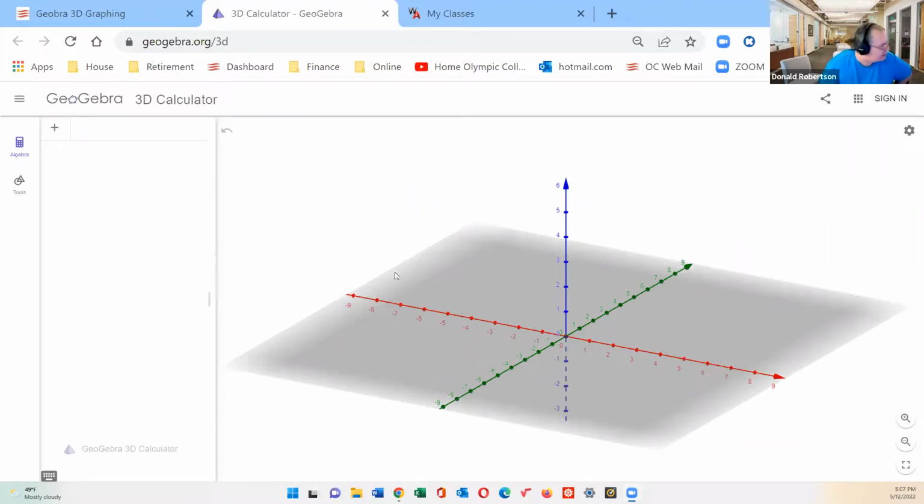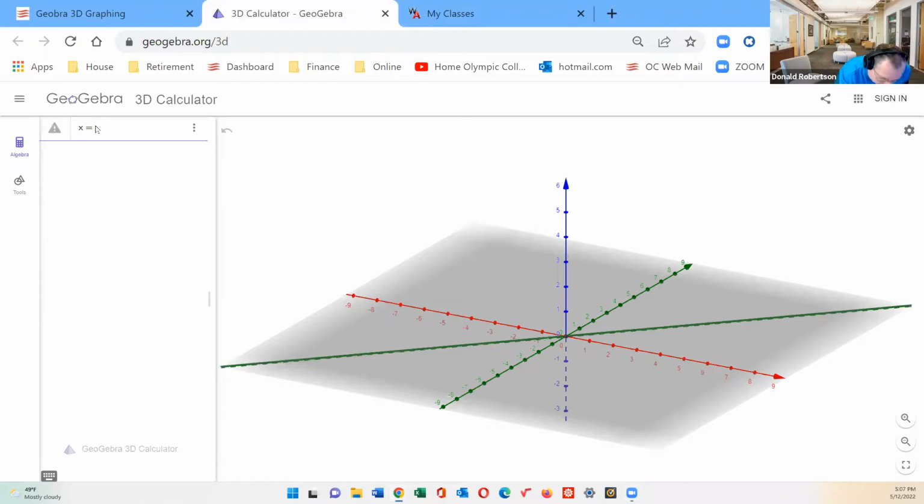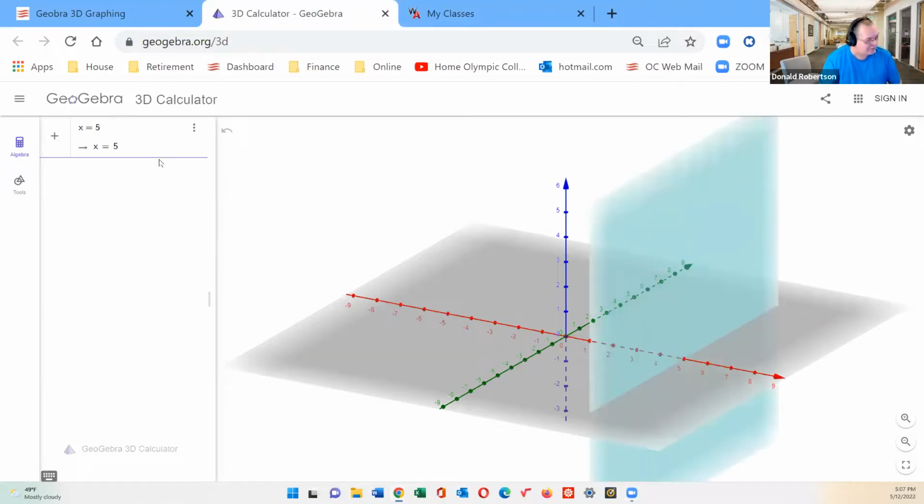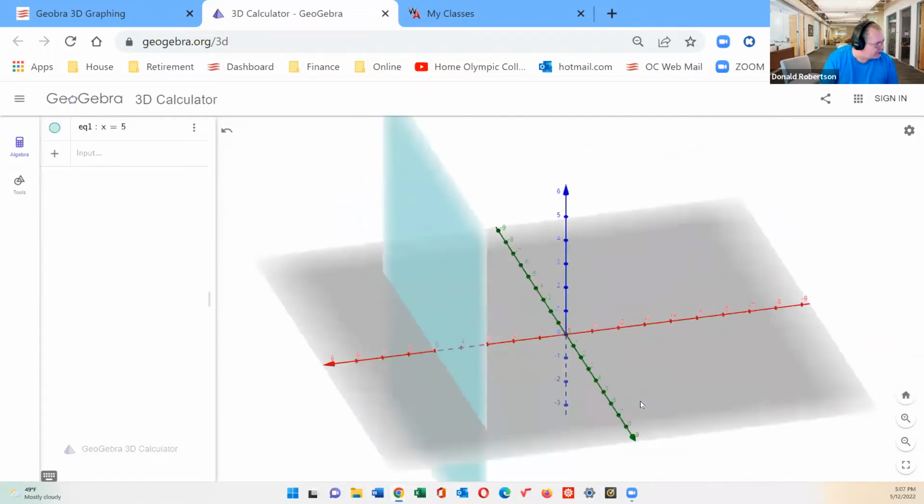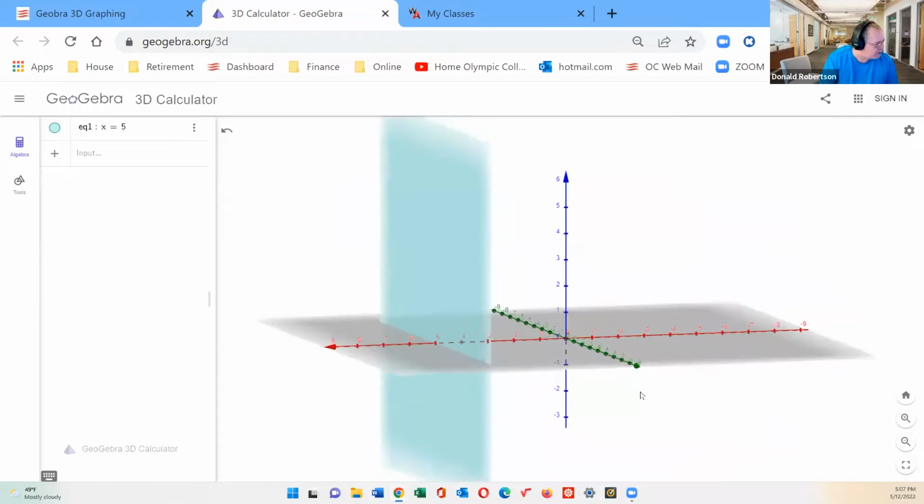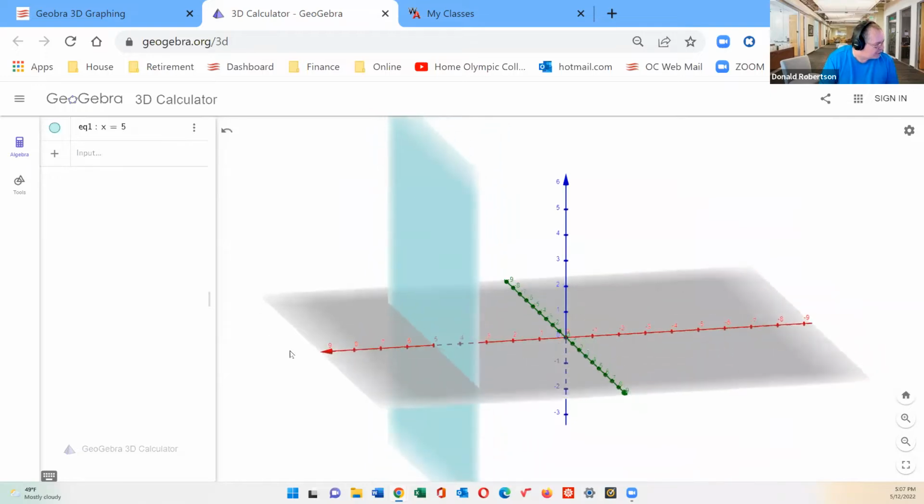Okay, so I'll just go up here, and I hope this works. It's been a while since I've used it. Hey, you see that light blue guy? If you orientate it a little bit more, where the X goes this way and the Y goes that way, can you see the X equals 5?